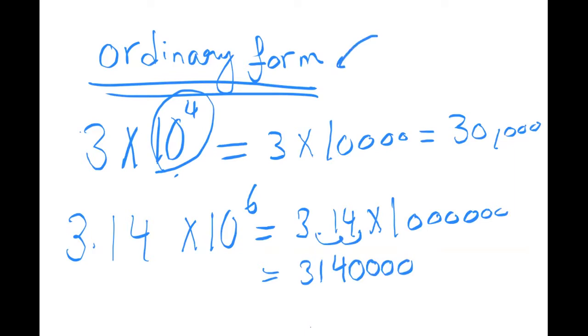What about if I have a number in decimal? How can I write it in standard form? If my number is like this, 0.0008, and I ask you to write it in standard form.